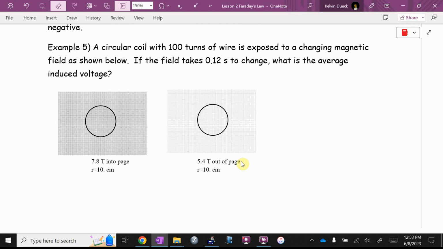You know, a good trick. If I want the negative and the negative to cancel in my final answer, I would like the change in flux to be negative, which usually means I want final to be negative and initial to be positive. That'll guarantee I got a negative answer. So I'm going to let this be negative and this be positive.